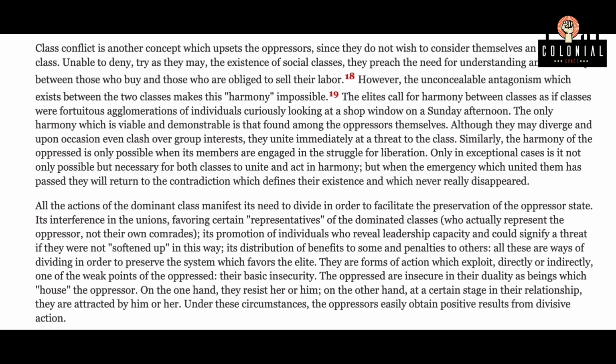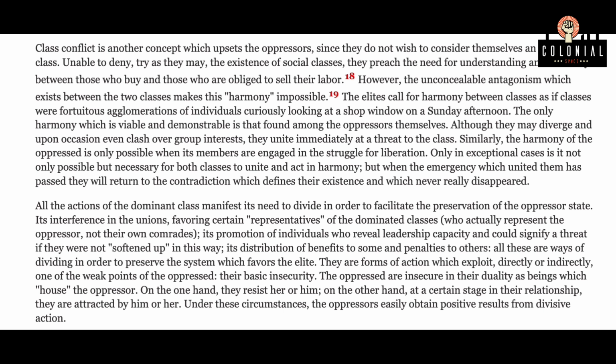The only harmony which is viable and demonstrable is that found among the oppressors themselves. Although they may diverge and upon occasion even clash over group interests, they unite immediately at a threat to the class. Similarly, the harmony of the oppressed is only possible when its members are engaged in the struggle for liberation. Only in exceptional cases is it not only possible but necessary for both classes to unite and act in harmony. But when the emergency which united them has passed, they will return to the contradiction which defines their existence and which never really disappeared. All the actions of the dominant class manifest its need to divide in order to facilitate the preservation of the oppressor's state.